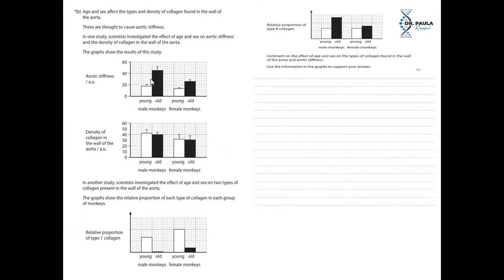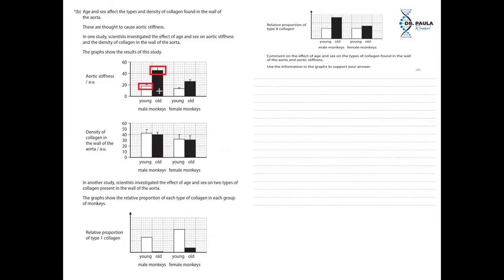For the first graph, you can see here that the older male monkeys have the highest stiffness, whether you're comparing with the young male. So when you compare old male monkeys with the young male monkeys, now you are checking what factor? Yes, you are checking the age factor. But if you want to compare the factor of sex, you can compare the old male monkey with the old female monkey. So you can see many points of comparison here. You can compare this one with that one.